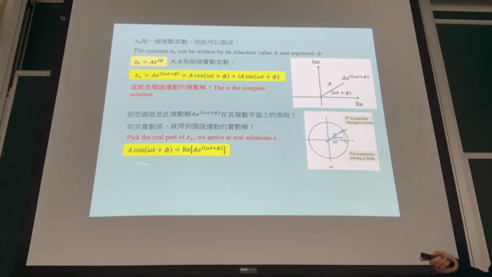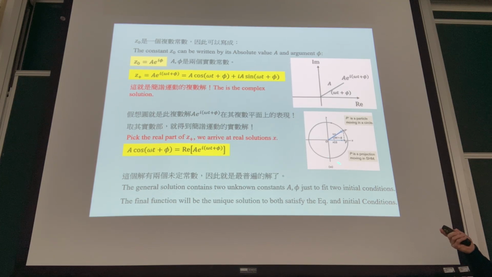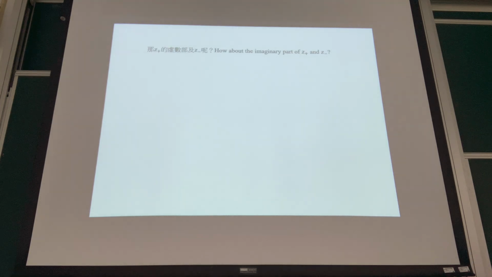Okay, and using this real part, we can form a solution which satisfies both the ODE and the initial condition, the same story again and again. Then this is the unique solution. You may raise your hand. Professor, you said that the imaginary part of Z plus is also a solution. Where is it? And also there's Z minus. So how about the imaginary part of Z plus?